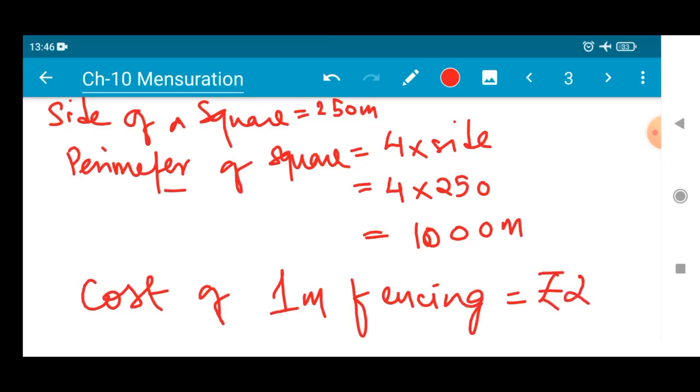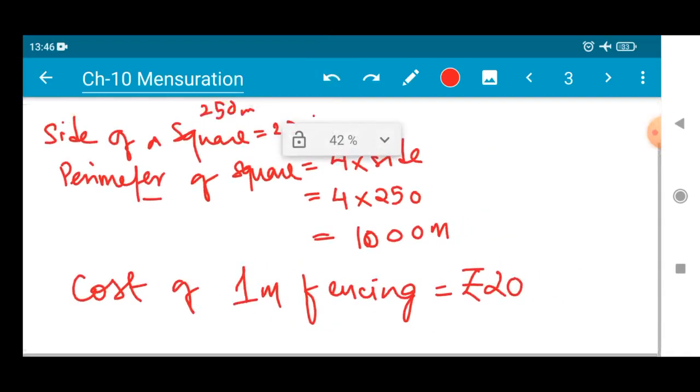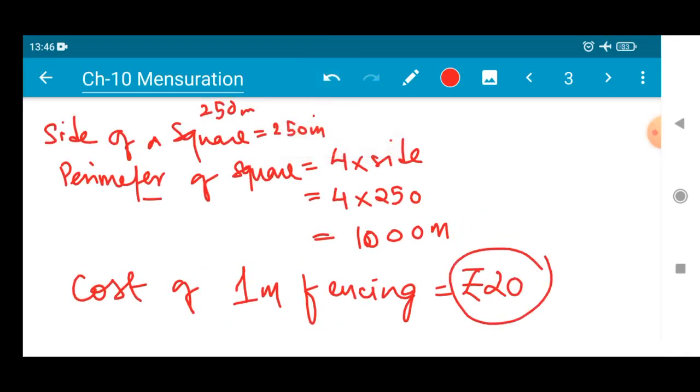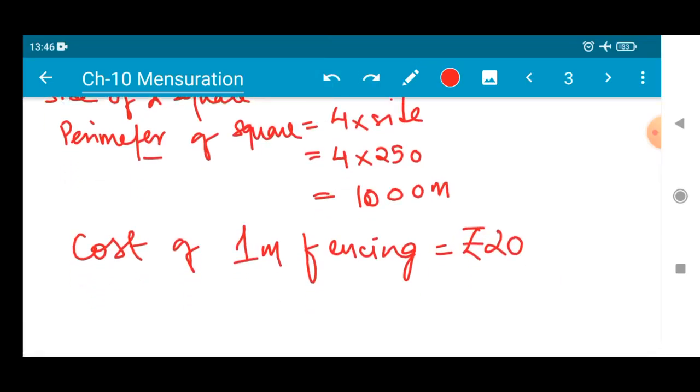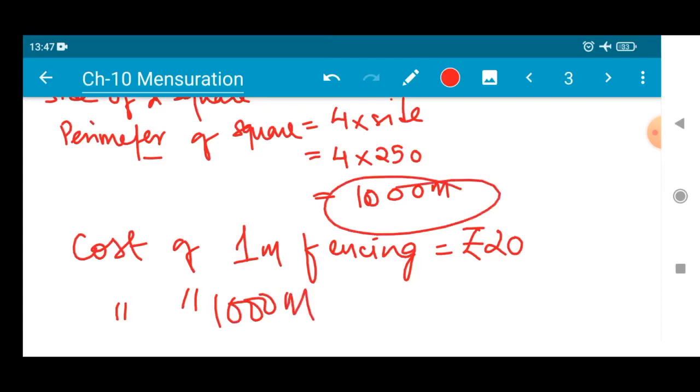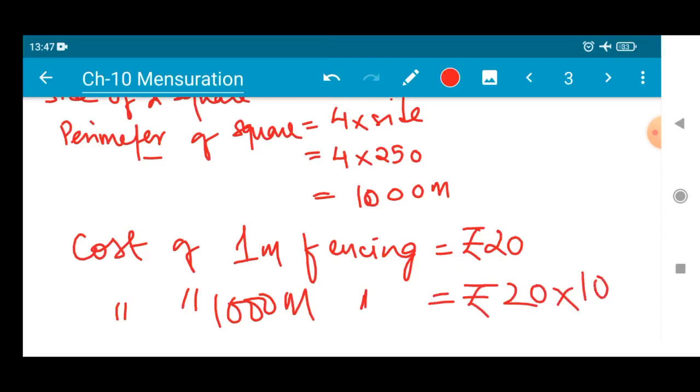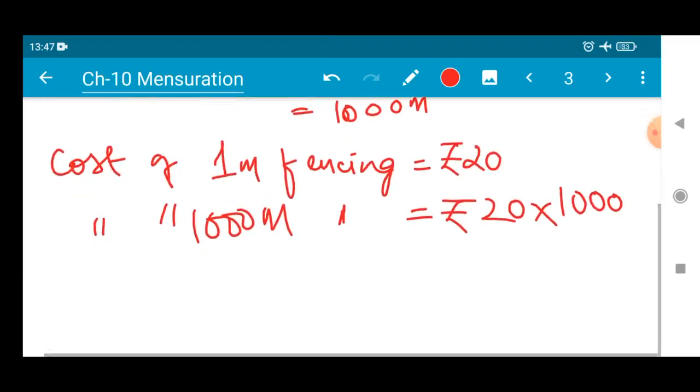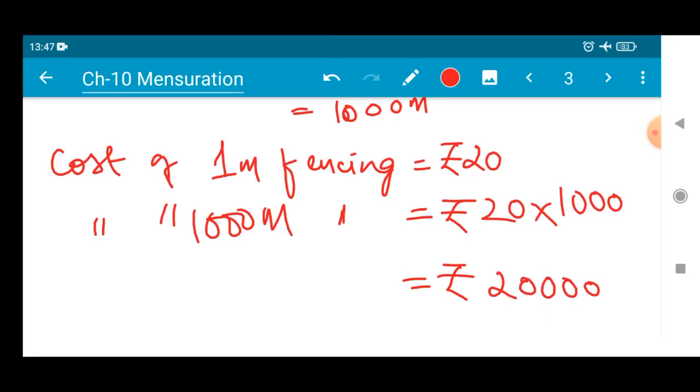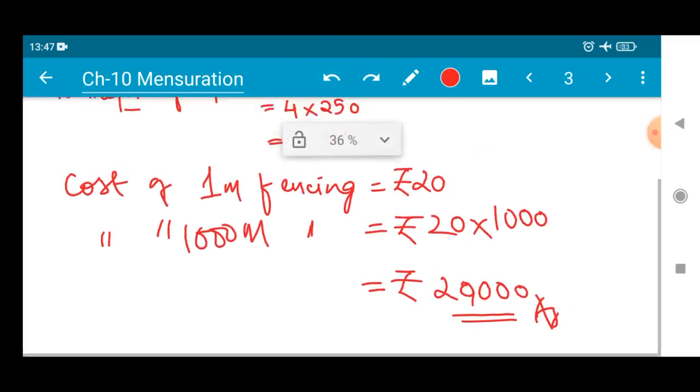If the person is fencing only 1 meter, all right, let us take only 1 meter, then it will cost 20 rupees. For 1 meter only 20 rupees is costing. All right, then what is the total perimeter? Cost of 1 meter is 20, so the cost of 1000 meter, because our total fencing part is 1000 meter, will be equal to rupees 20 into 1000. So how much does he have to pay altogether? Altogether he has to pay rupees 20,000 for 1000 meter fencing. Okay, so this is the way of doing.